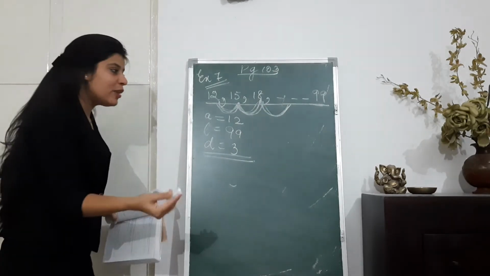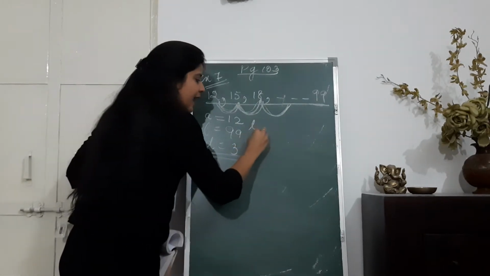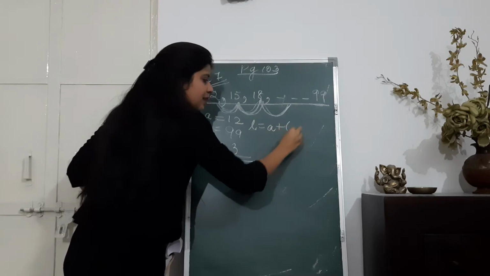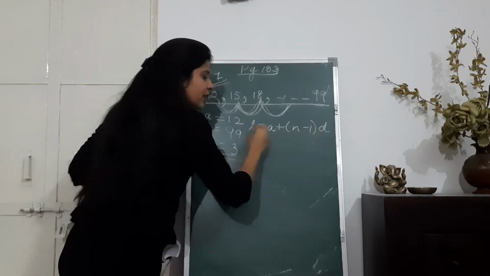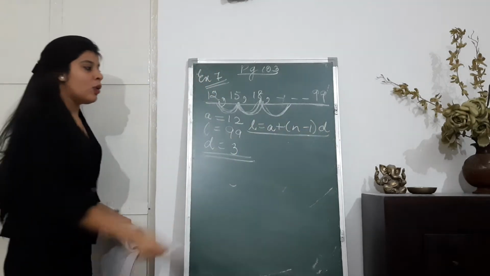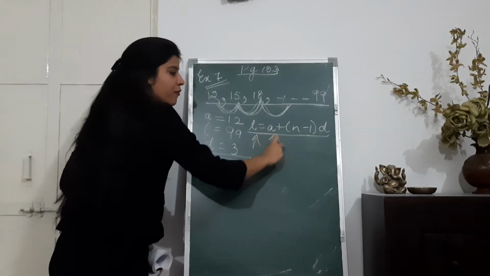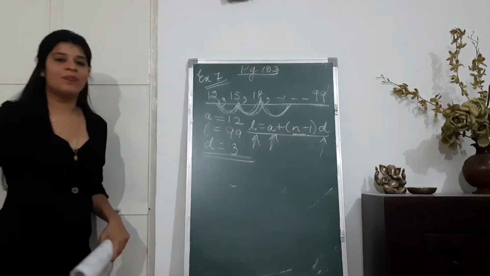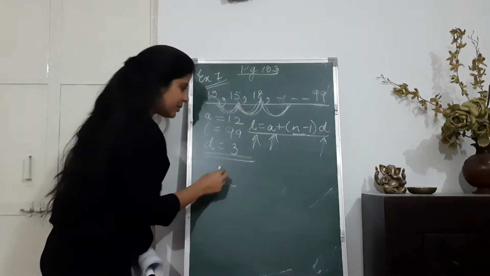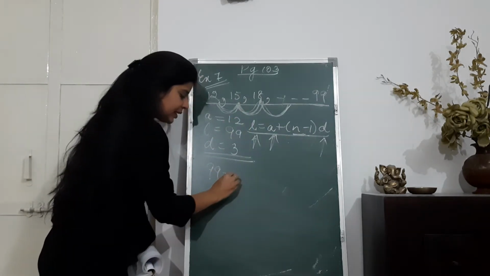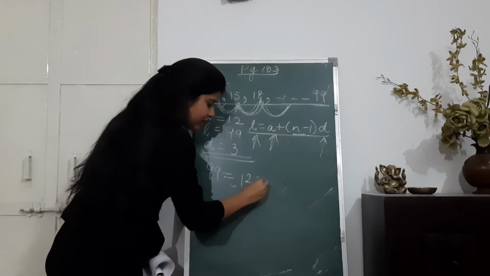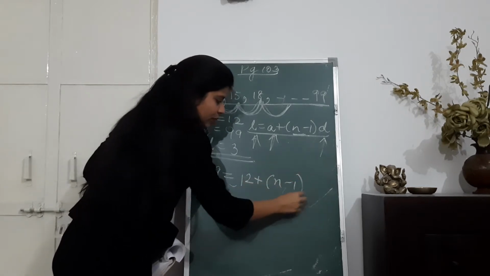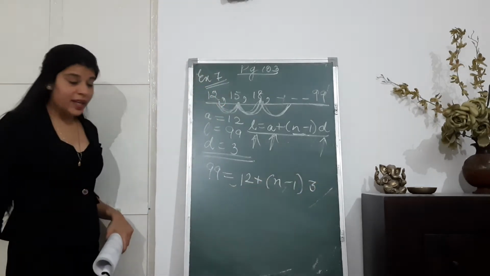Right? So can I use my formula? L is equal to a plus (n minus 1) into d. Can I use this formula now? We have last term, we have first term, we have common difference. All we need to find is n. So last term is 99 equals to 12 plus (n minus 1) into 3.